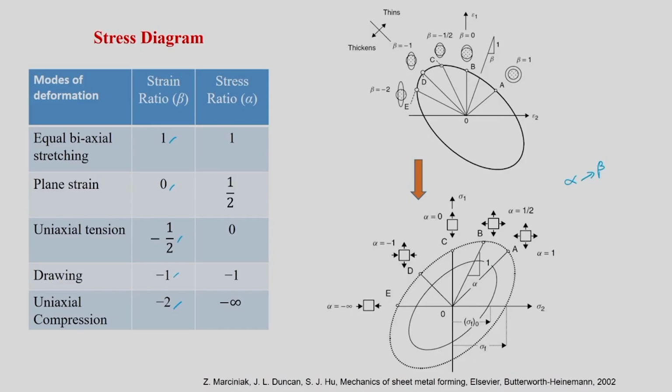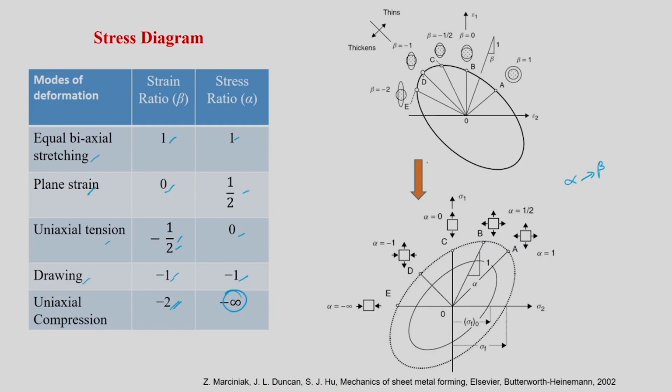So in that way you can calculate different alphas, and you will see that for equibiaxial stretching, beta is 1 and alpha is also 1. Plane strain, beta is 0, alpha is 1/2. Uniaxial tension, beta is -1/2, alpha is 0. For drawing, beta is -1, alpha is -1. For uniaxial compression, beta is -2, and alpha is going to be minus infinity.